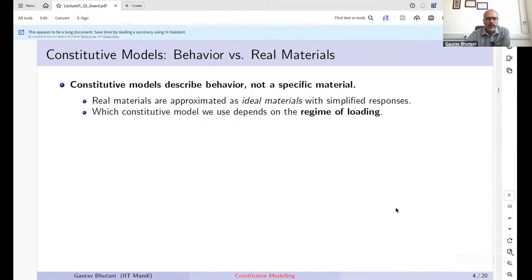So we also discussed that the constitutive models demonstrate the behavior of ideal materials, not real materials. So real material may demonstrate regimes where different models may be required. So a constitutive model is not a model for a real material. It's more to do with the behavior of the material in a certain range.